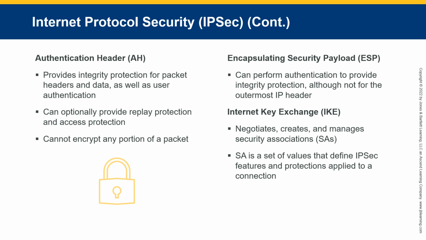So the authentication header also provides integrity protection for the packet headers and data, as well as user authentication. So it's important here, key concept: integrity protection, as well as user authentication. They can operationally provide replay protection and access protection because once these are encrypted, you're like, hey, I've already received this packet. The authentication bits have already been passed.